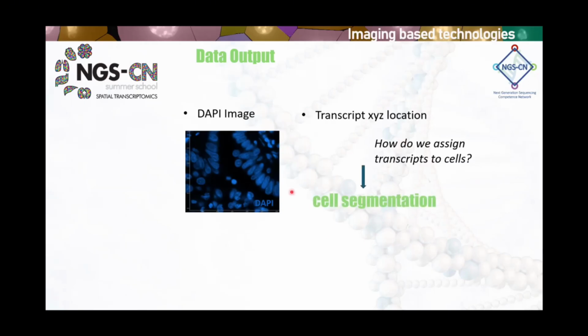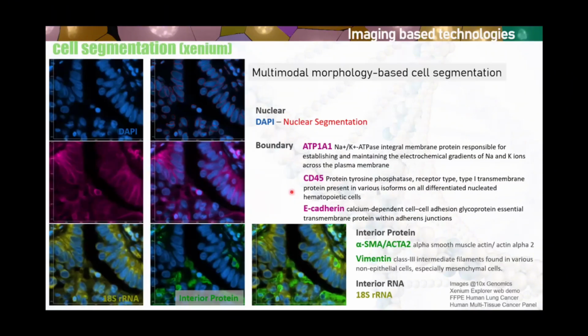One way to do it is to apply some way of doing cell segmentation. I will explain now how this is done for Xenium, but analogous methods are also available for MERFISH and Cosmics. At the same time as we are doing the experiment, we have boundary stains. We have different possibilities for cell boundary stainings, and we also have interior protein stainings, plus the DAPI.